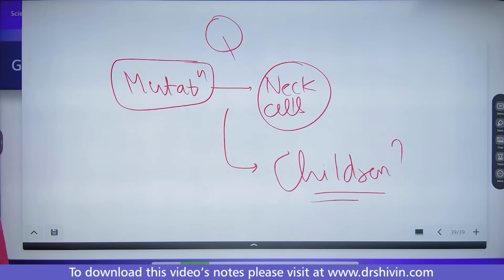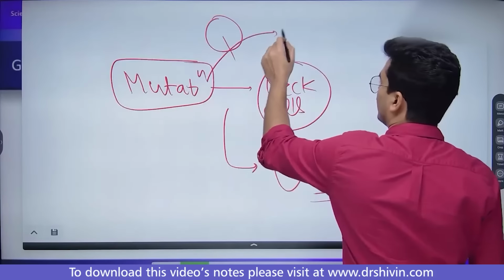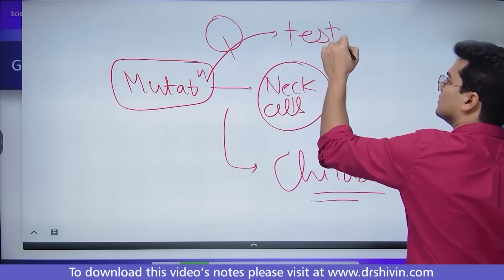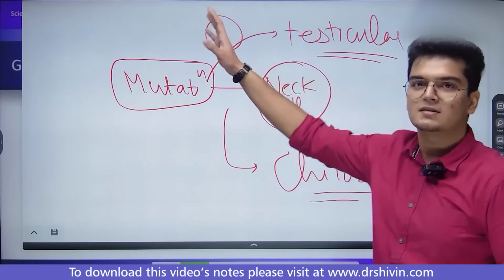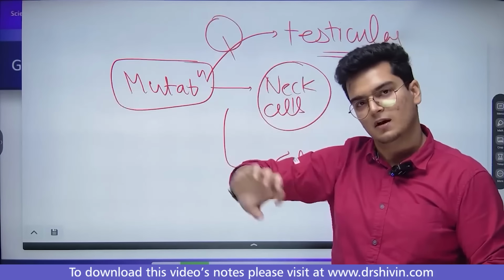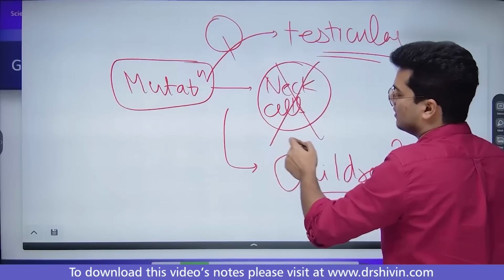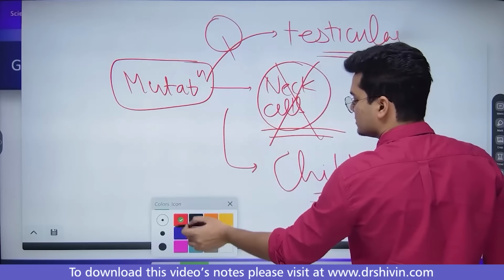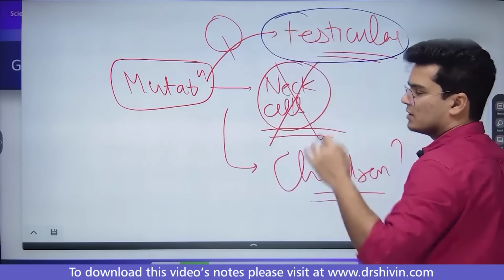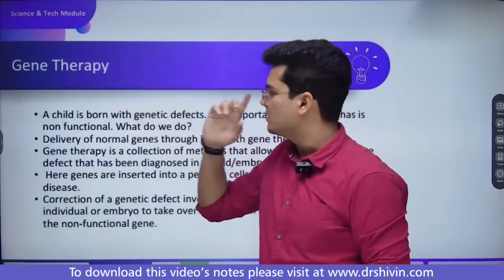भाई yes कौन बोल रहा है यार? Good. Of course not. If this mutation had happened in my testicular cells, then it would pass on, because it is the testicular cells that will produce the sperm. The sperm will produce the zygote. In the neck cells or any other somatic cell, the mutation will not pass on. Only from the germ cells, the mutation will pass on. Okay. Now let us understand what gene therapy is.